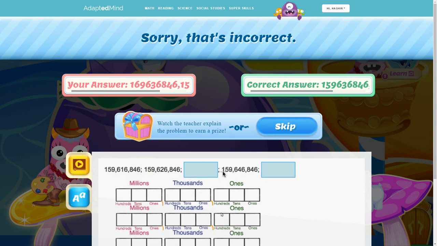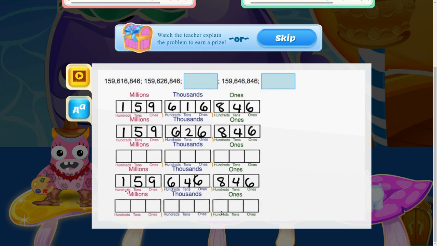To use place value to help us figure out a pattern so we can fill in the blank. So the first place value chart will be for 159,616,846. The second place value chart will be for 159,626,846. The third one will be for our first blank. The fourth one for 159,646,846. And the fifth one will be for our second blank.